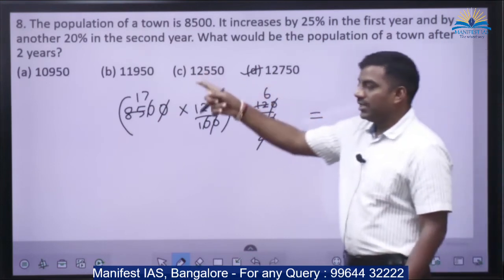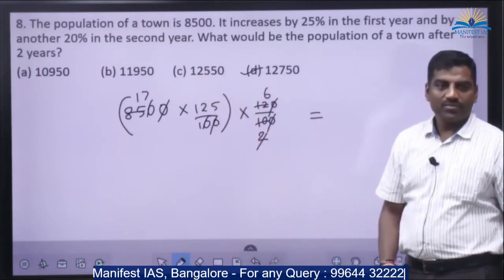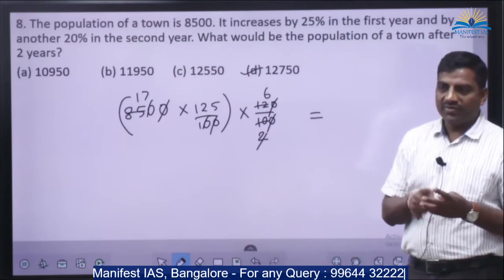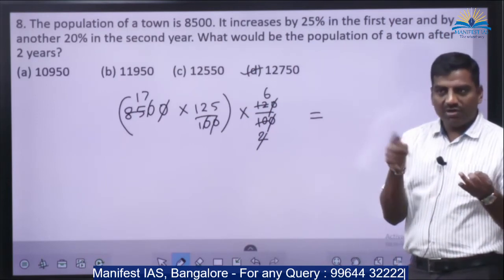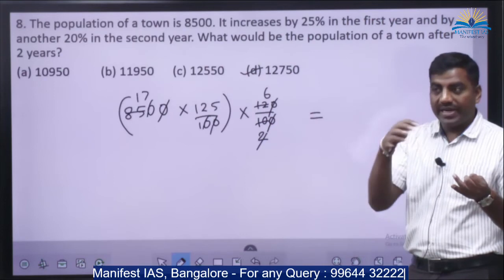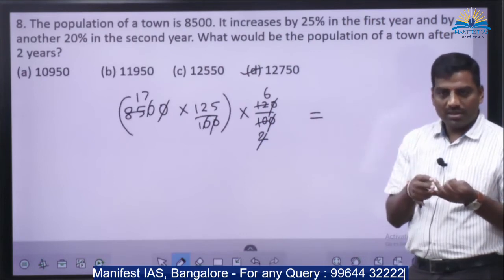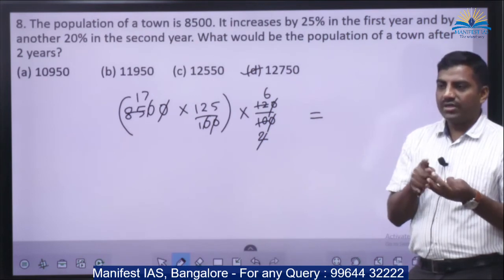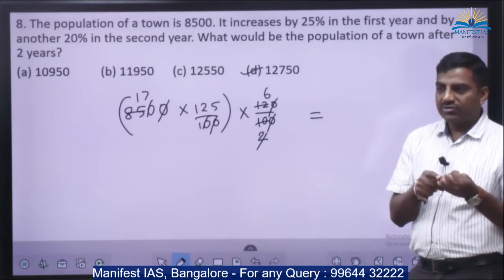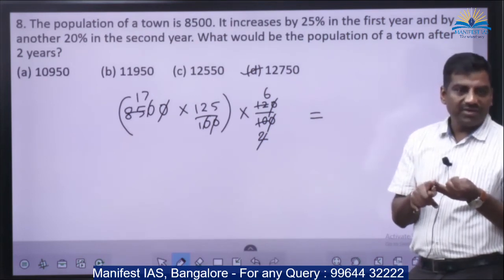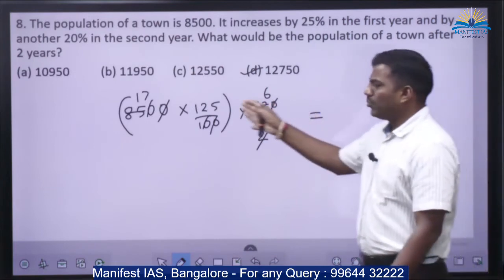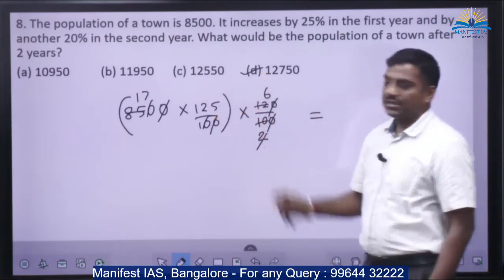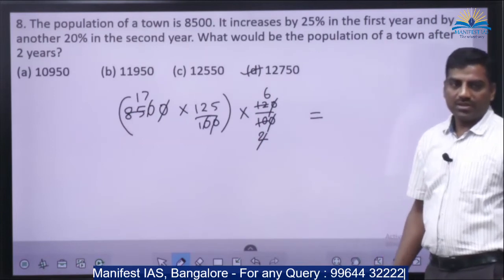All these are not in terms of 125. 125 ones are 125, 250, 375. Even while we were calculating 1 by 8, 2 by 8, we have seen that: 125, 250, 375, 500, 625, 750, 875, like that. If you want to multiply, you can multiply, you will get this answer, 12,750. Done?